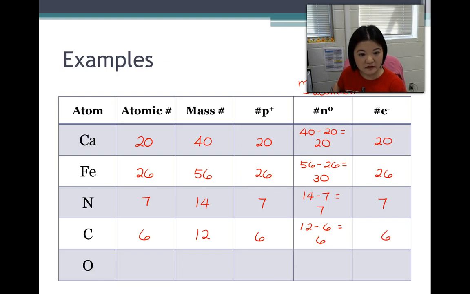And the atomic number of oxygen is 8. Its mass number, the periodic table says 15.999. We're going to round it to 16. The number of protons is 8. The number of neutrons is 16 minus 8, which is equal to 8. And finally, the number of electrons is 8.